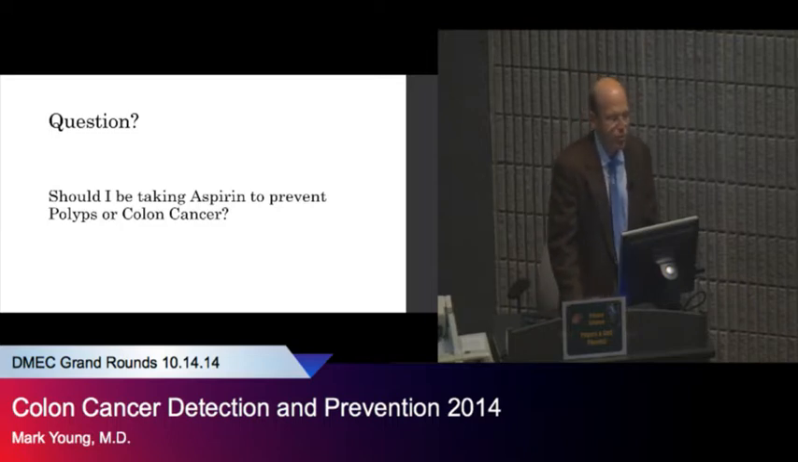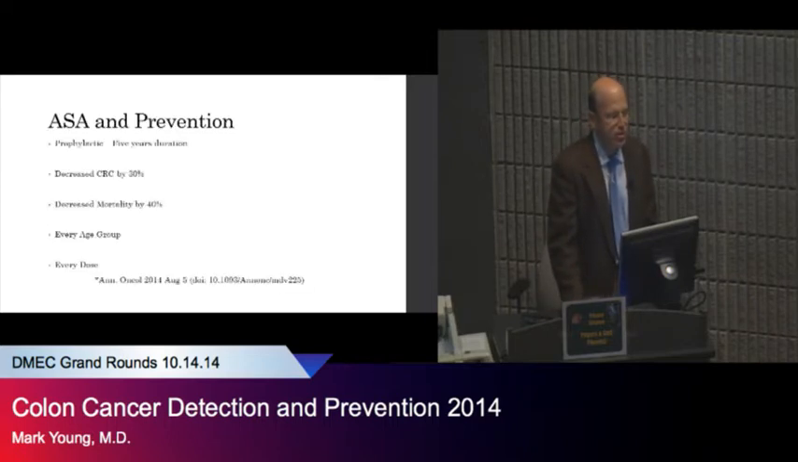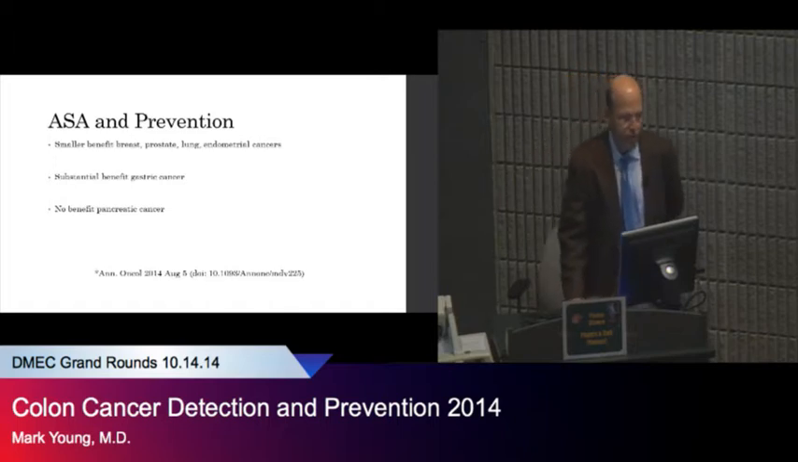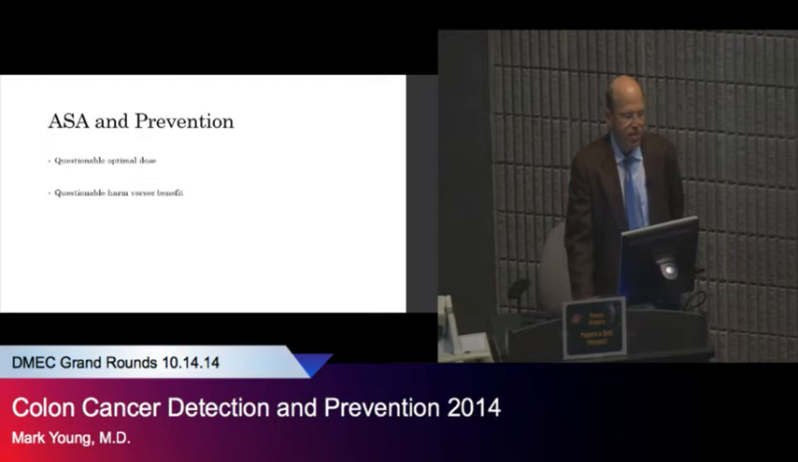Question: should I be taking aspirin to prevent colon polyps, colon cancer? Recently in August, in the Annals of Oncology at the oncology meeting, a meta-analysis of this data showed a decrease in colorectal cancer by 30%, mortality by 40%. This was in every age group and every dose. There was also a smaller benefit with breast, prostate, lung, and endometrial cancer. There were also substantial benefits for gastric cancer. No benefit for pancreatic cancer. The dose is questionable.